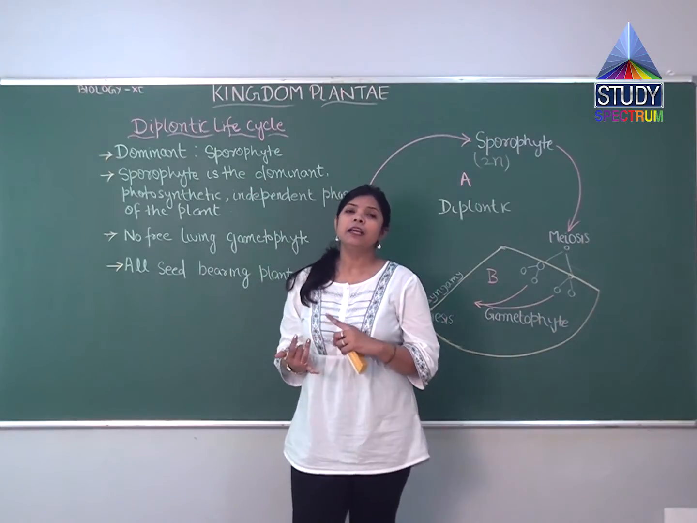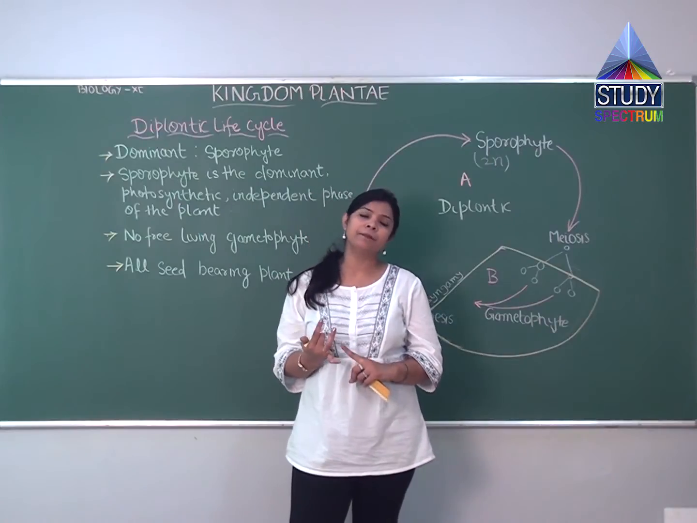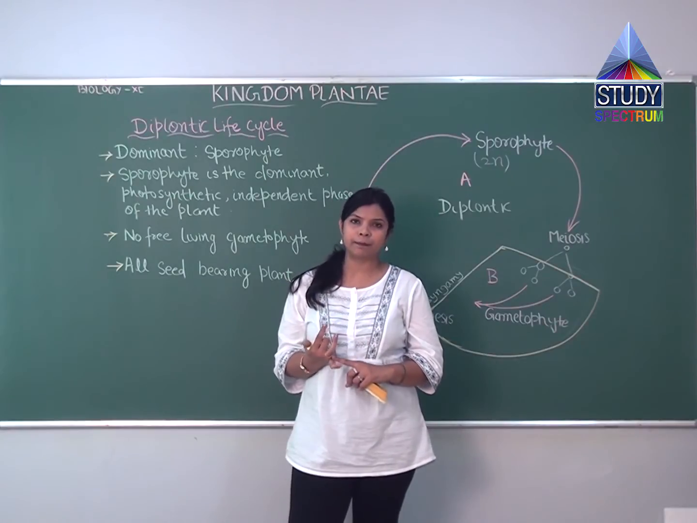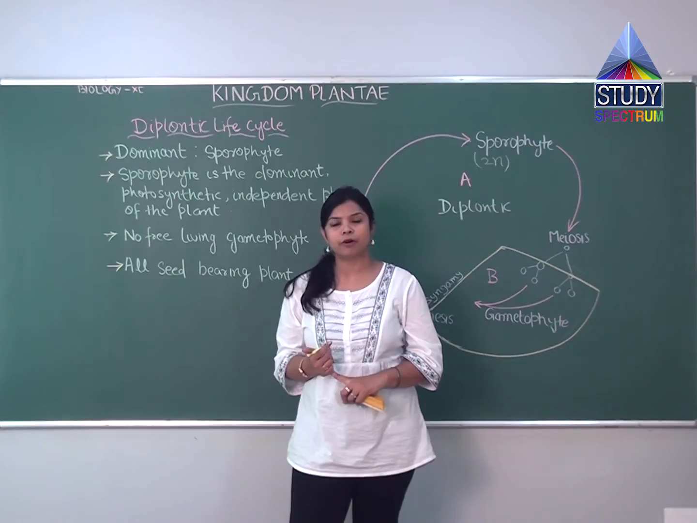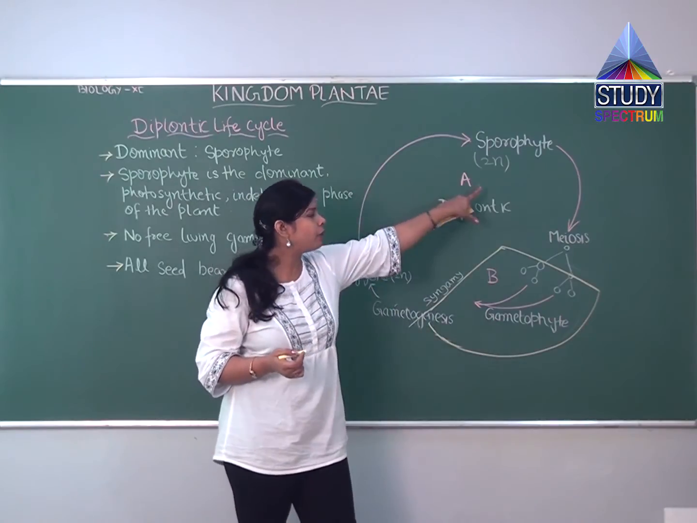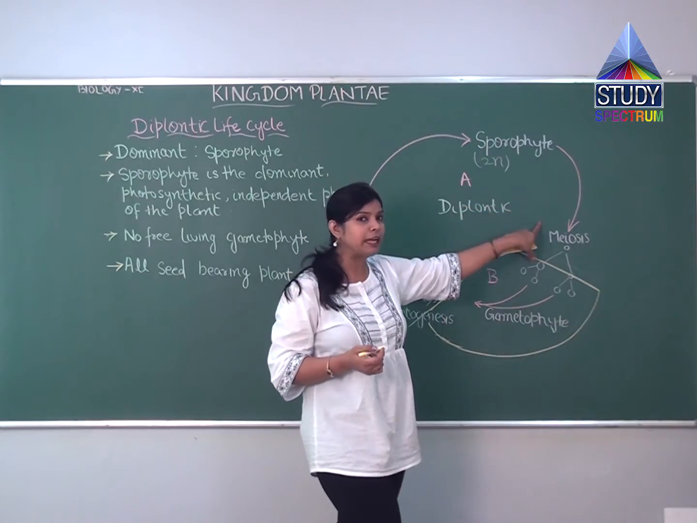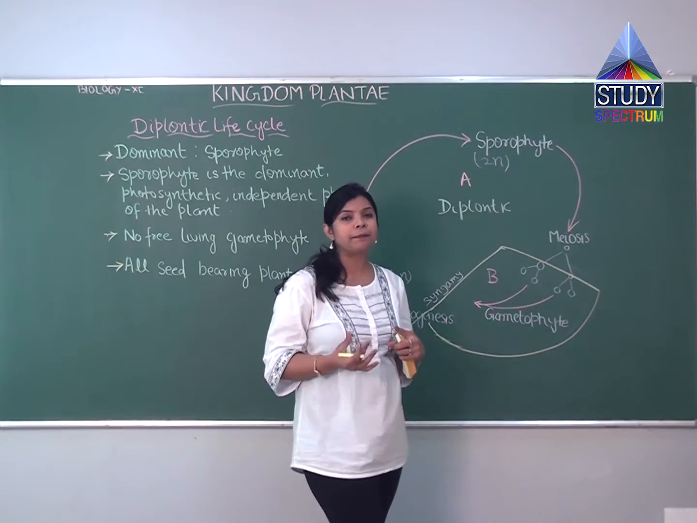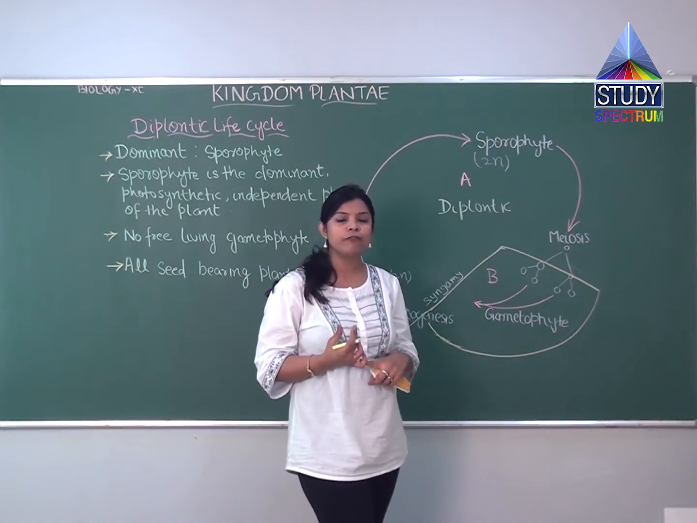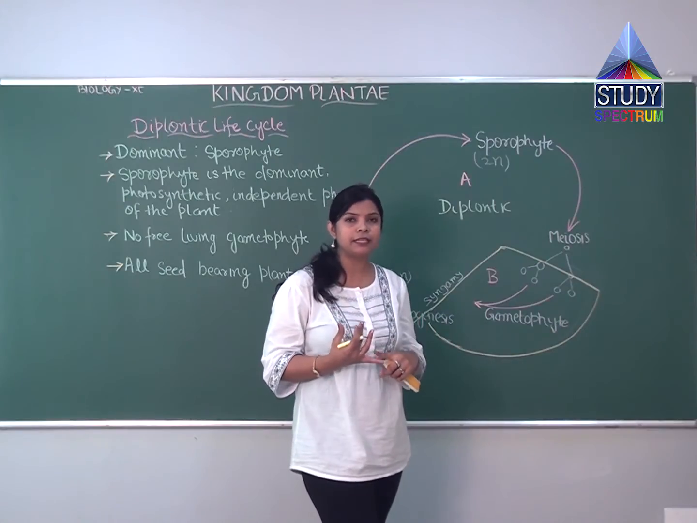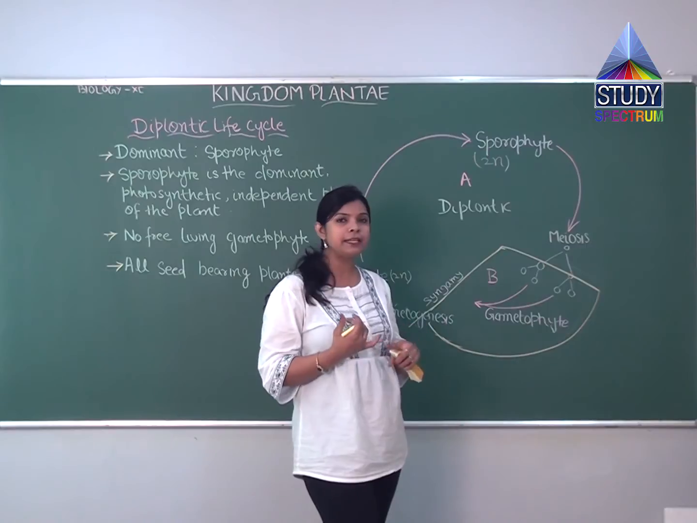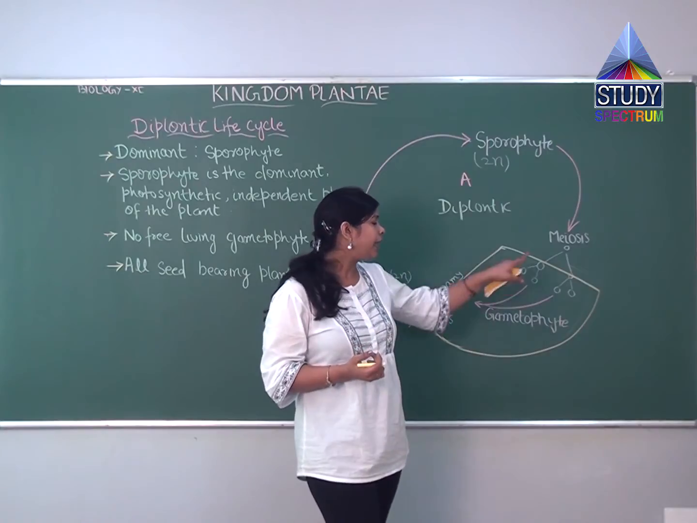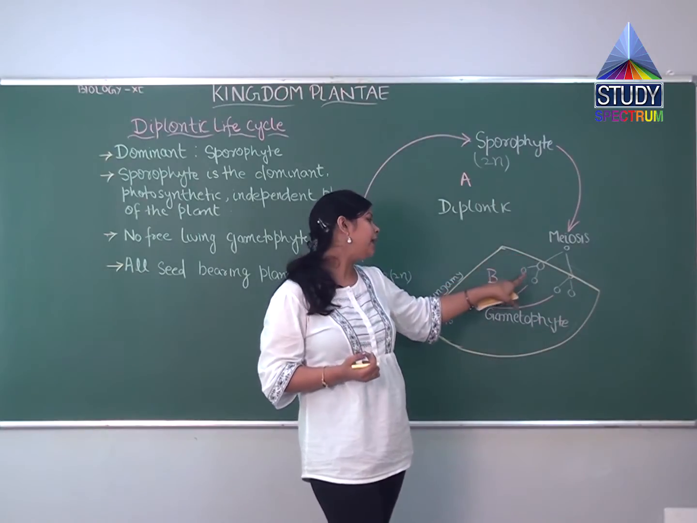Now the next question is, give an outline classification of Kingdom Plantae with one example each. If I talk about the classification of Kingdom Plantae, basically plants are divided into four groups. These are the algae, bryophytes, pteridophytes and spermatophyta. In algae we can take the examples of Chlamydomonas, Volvox, Ulothrix, Spirogyra. In bryophytes we can take the examples of Riccia, Marchantia, and in pteridophytes you can take the examples of Nephrolepis, Selaginella. So these are a few examples of pteridophytes.